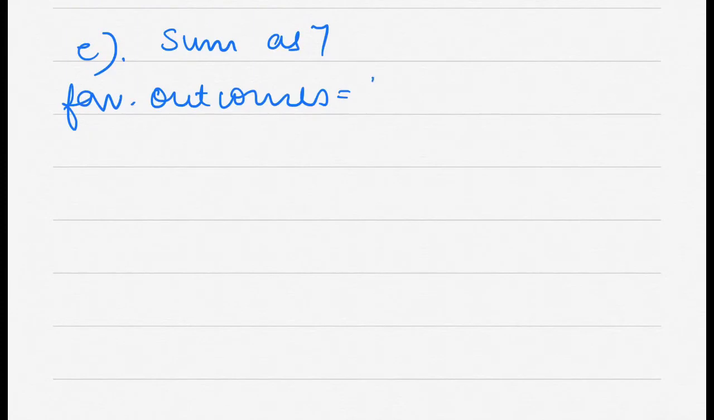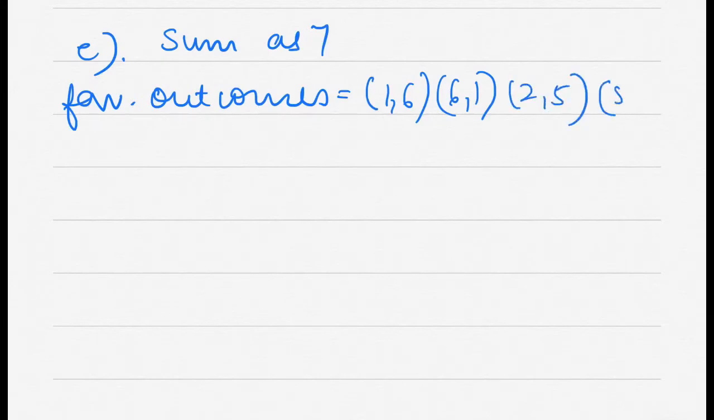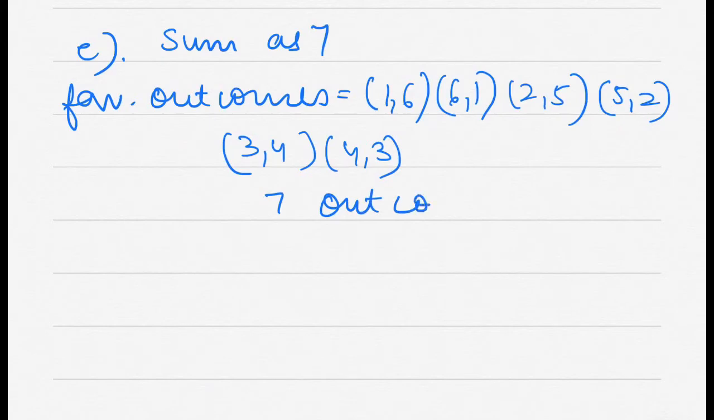So for sum 7, there are a lot of outcomes. So let's write down all the outcomes. For sum 7 we have 1 6, then we have 6 1. I can write it down here only, because this is also one option. Then 2 5 and 5 2. Okay, then 3 4 and 4 3. So 1 2 3 4 5 6.